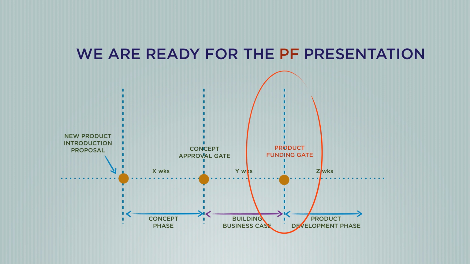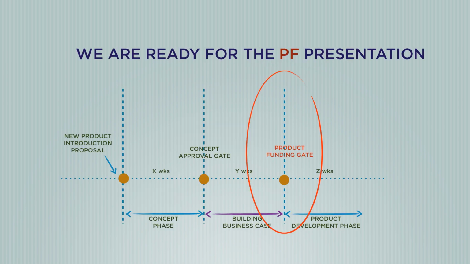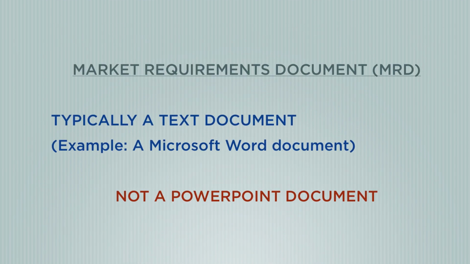You've seen this before. I've talked a lot about this, and now we've gone through all the investigation and pulling together the data, building the business case, and now we are at the product funding stage. For that we need to pull two documents in specific. Like I said before, you need the MRD, the market requirements document, and then the PRD, the product requirements document.